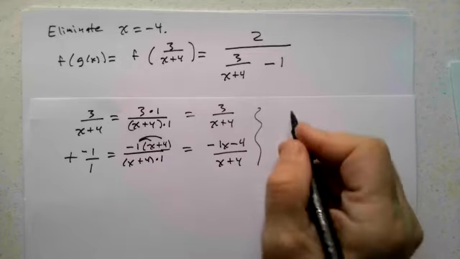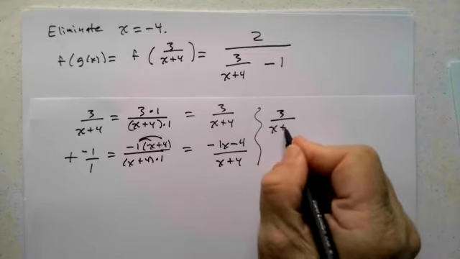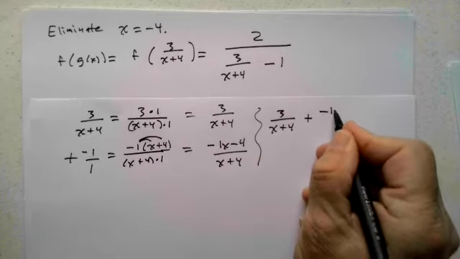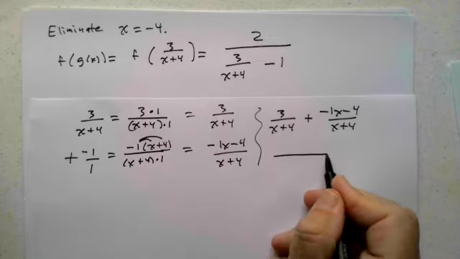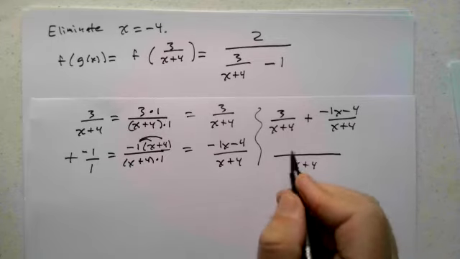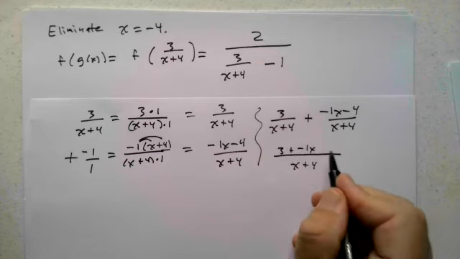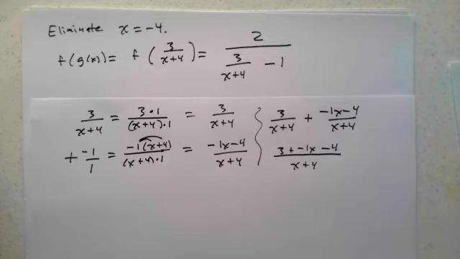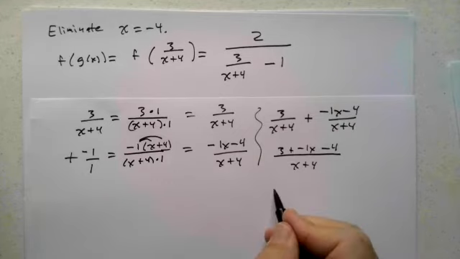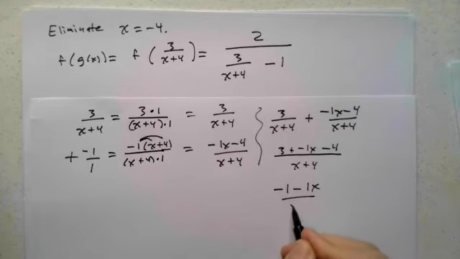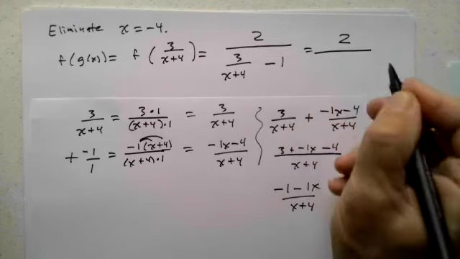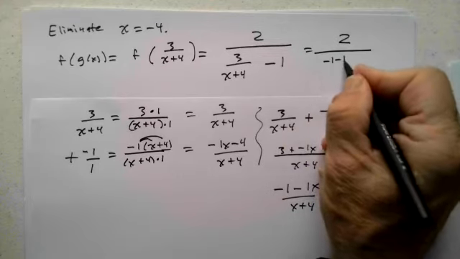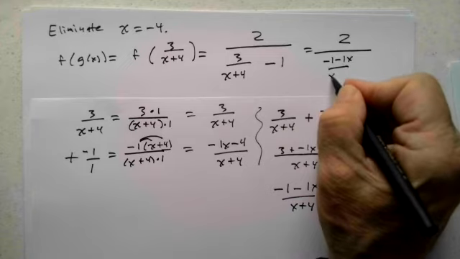So we're going to add those together. What do we have? 3 over x plus 4 plus negative 1x minus 4 over x plus 4. We have the common denominator, x plus 4. That's good. So 3 plus negative 1x minus 4. What is that going to give me? 3 minus 4, negative 1 minus 1x over x plus 4. That's just the bottom. So the top remains 2. The bottom is now this ugly fraction, negative 1 minus 1x over x plus 4.